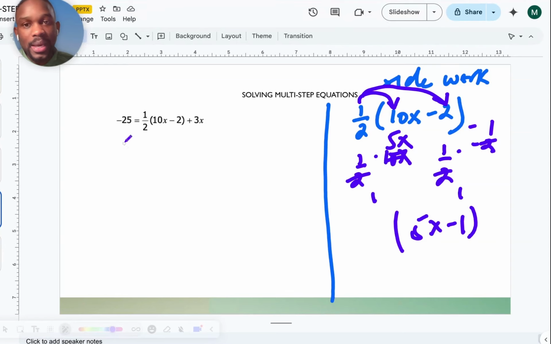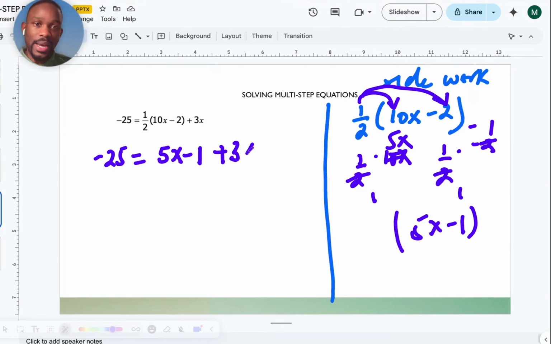So if we rewrite this equation, it's going to give us negative 25 is equal to, remember, all this reduces to 5x minus 1, and then plus this 3x, so plus 3x. The next step is collecting like terms. X's, put the x's together. So 5x plus 3x will give you 8x, right? So this is the same as negative 25 being equal to 8x minus 1.